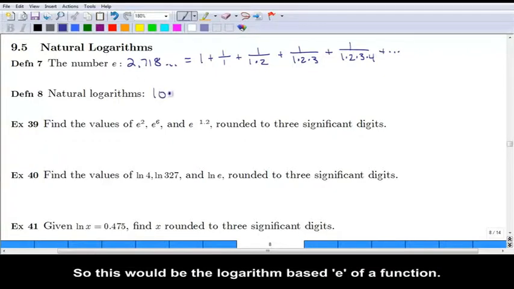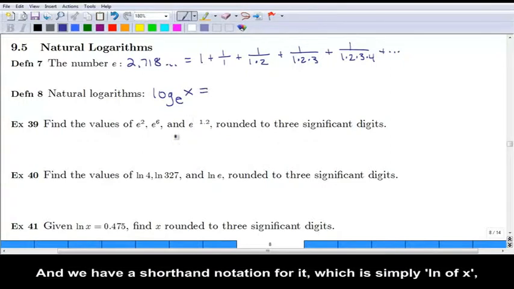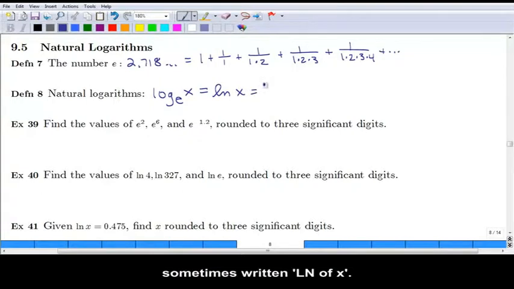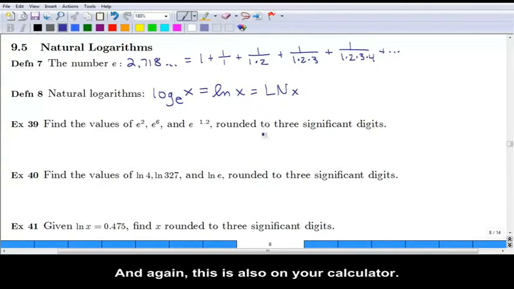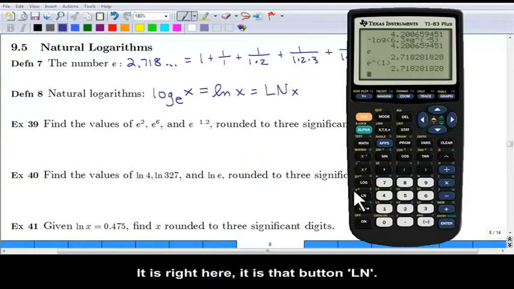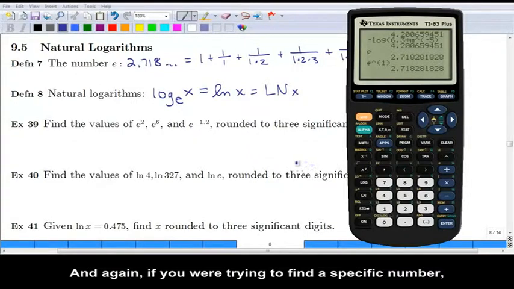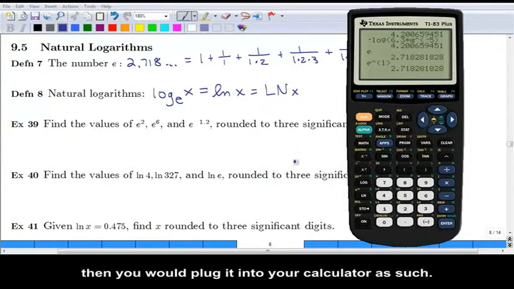So this would be the logarithm base e of a function, and we have a shorthand notation for it, which is simply ln of x. And again, this is also on your calculator. It is right here, that button ln, and again, if you were trying to find a specific number, then you would plug it into your calculator as such.